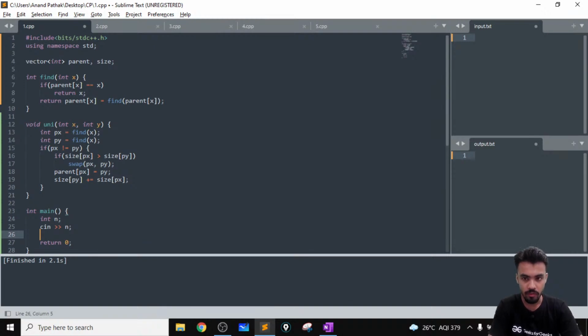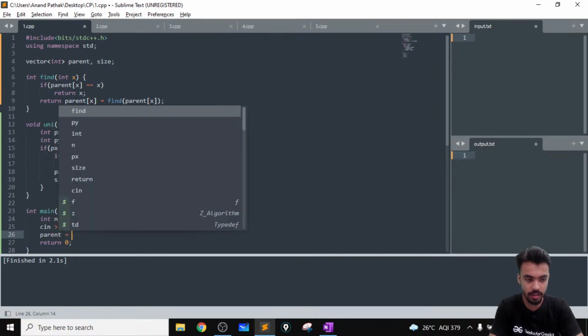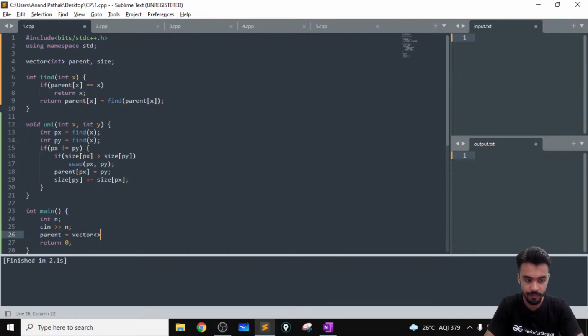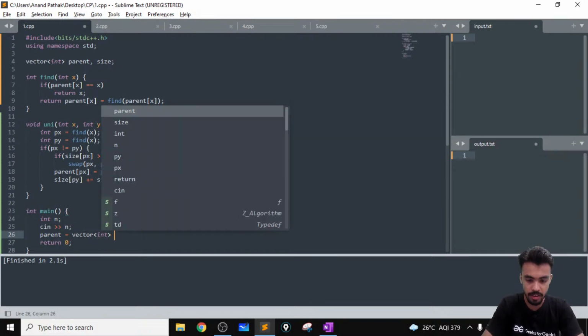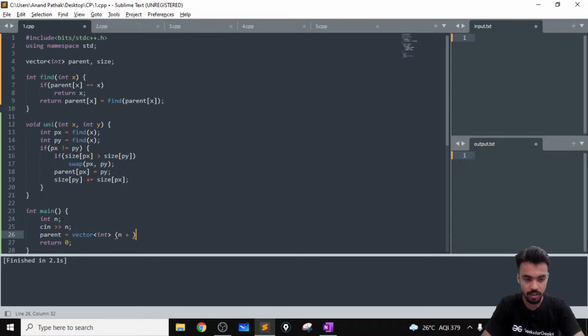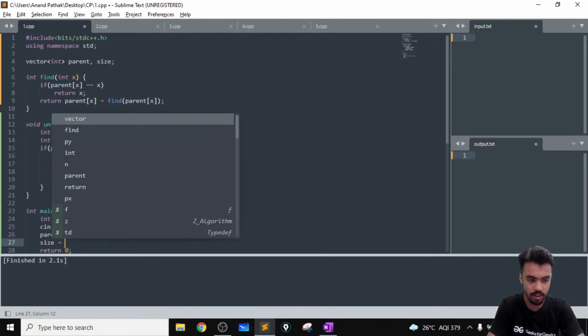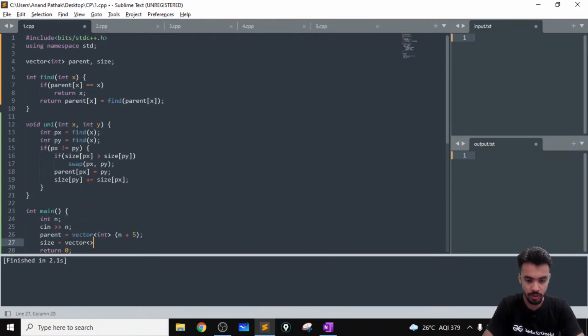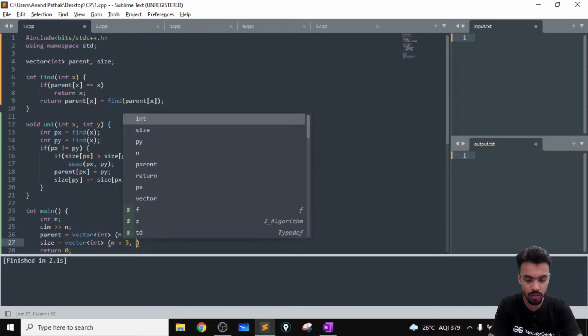So if n is the number of friends, what we can do is allocate the space for the parent as, say, n plus 5, just for getting rid of the segmentation fault. Then you can allocate the space for this size vector, and that would be n plus 5, and we have to initialize it by 1.